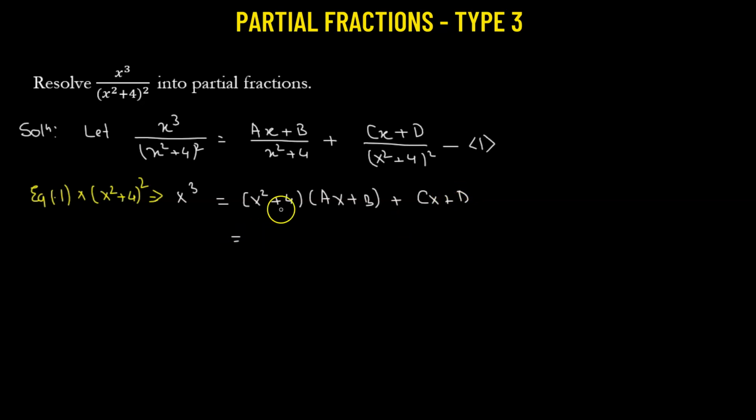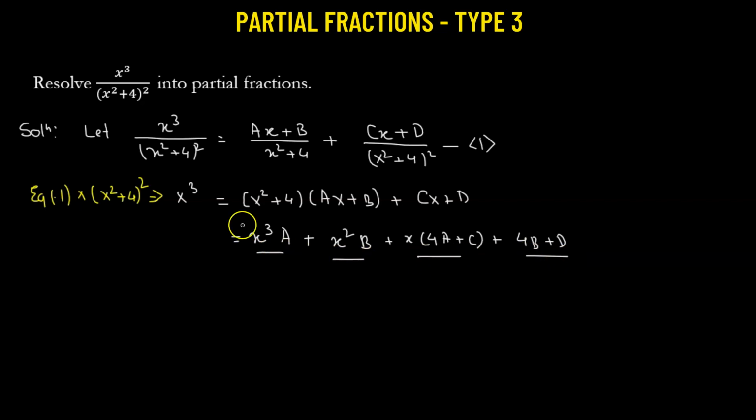What we'll do next is expand all the terms on the right hand side and combine the like terms. The highest power is x cubed, so we have x cubed times a, followed by x squared, which has a coefficient b. Then we have x multiplied by (4a plus c). And finally we have the constant term 4b plus d. So we see here that there are four terms: one containing x cubed, next containing x squared, third containing x, and the fourth is the constant term.